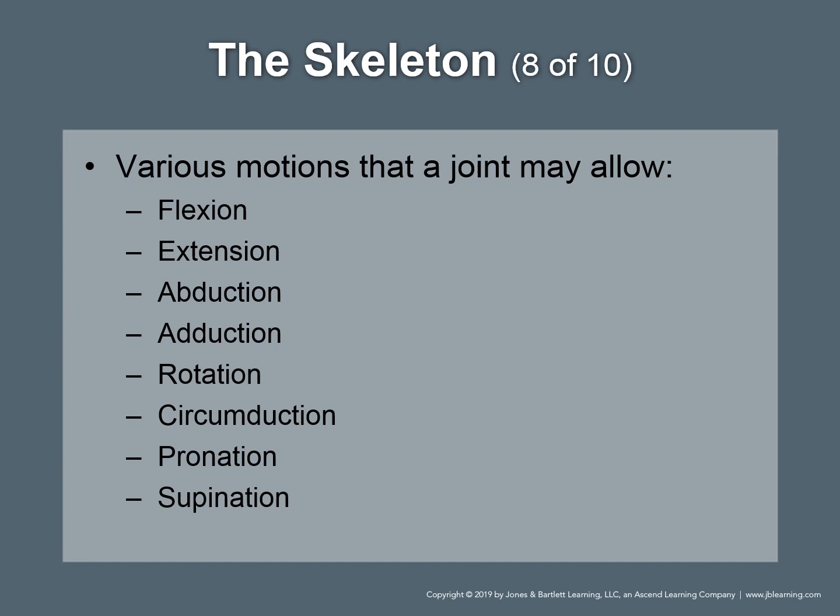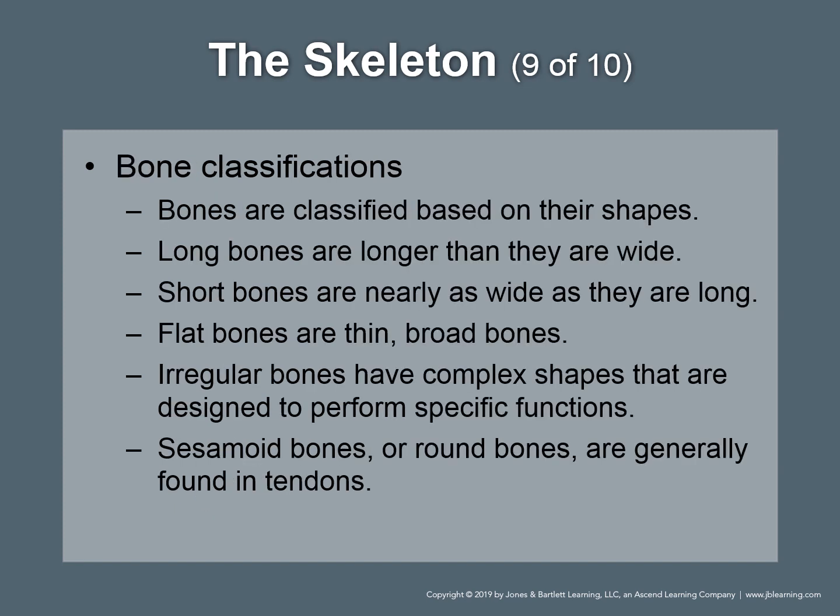The skeleton allows all kinds of different movement. You have flexion, that's where you bring in. Extension, that's where you push your arms out. Abduction and adduction, that's the bending forwards and backwards of your arm. Rotation, that's circular motion. Circumduction, pronation, and supination, don't really get old over those, but you will need to know those first few.